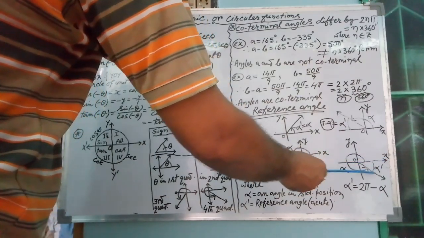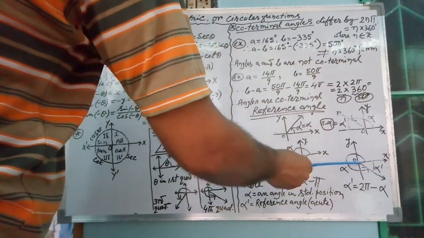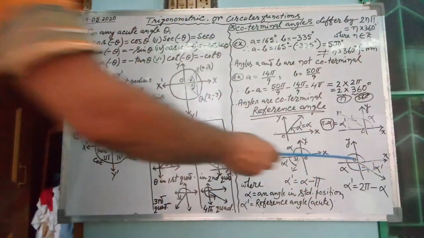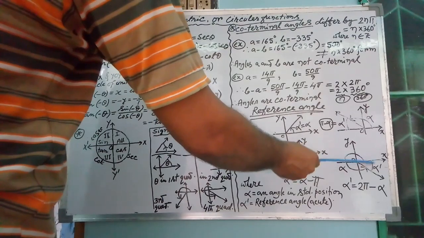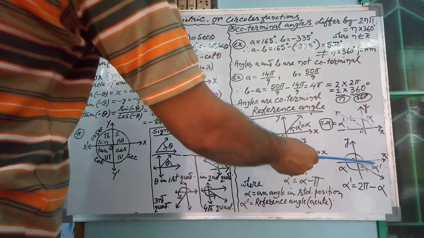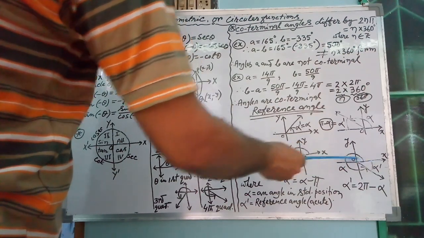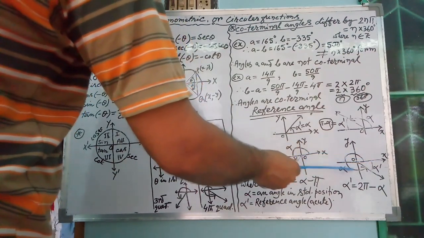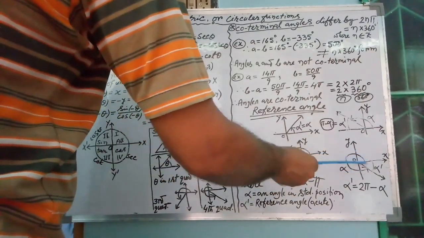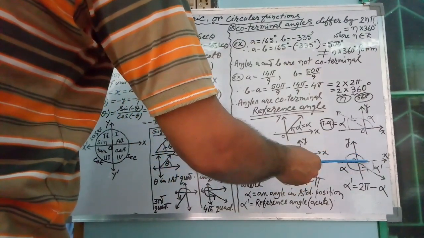What I said, the angle made by the terminal side and the x axis is called the reference angle. So the reference angle over here is this angle, which is denoted by alpha dash. What will be the measure of this angle? From here to here it is 2 pi, that is 360.